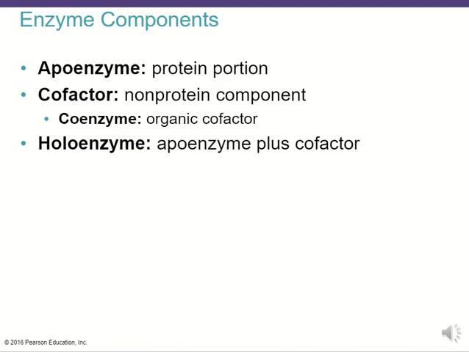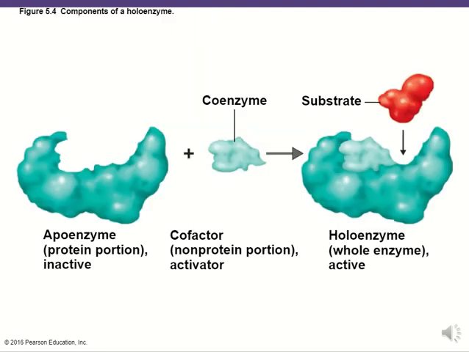Enzyme components involve an apoenzyme, which is the protein portion, the string of amino acids. It involves a cofactor, which is not a protein component, but a type of cofactor could be a coenzyme, which is an organic cofactor. Essentially, these assist in the enzyme working. And then there are holoenzymes, which are the combination of an apoenzyme, the protein structure, and the cofactor, the thing that helps the protein enzyme.